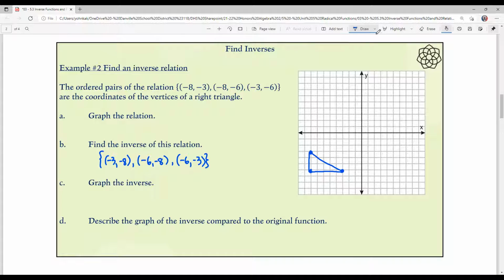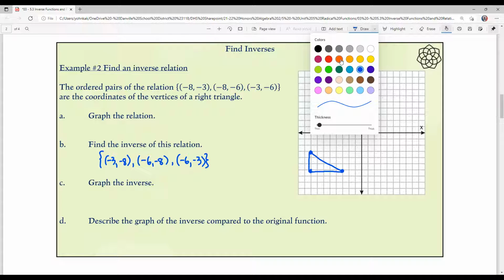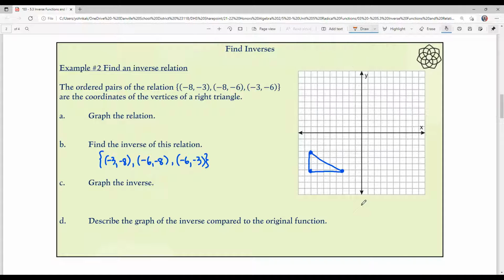Graph the inverse. All right, let's switch colors here to graph the inverse. We'll go with orange. So graphing (-3, -8), (-6, -8), and (-6, -3) puts us with this. So describe the graph of the inverse compared to the graph of the original function.